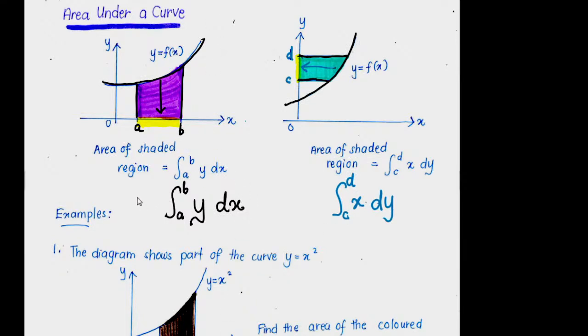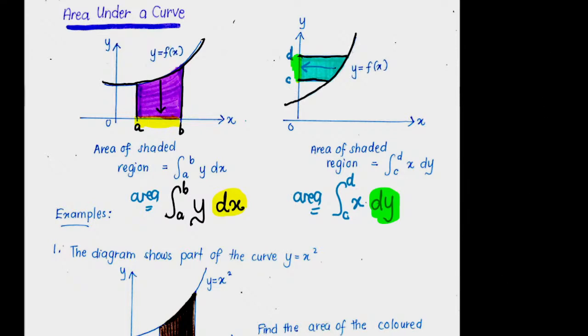And anyhow, don't worry, this formula is given in SPM. In SPM, you will be given the formula. It's just that you must make sure you know which one to use for which. If behind here is dx, that means the area is going towards the x-axis. If behind here is dy, that means the area is going towards the y-axis.